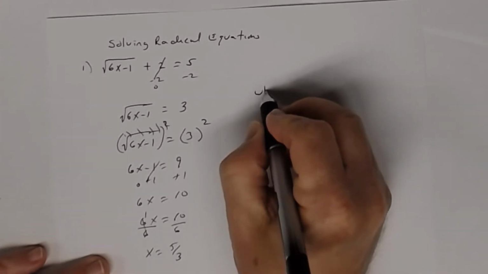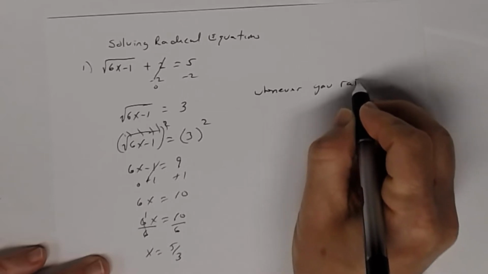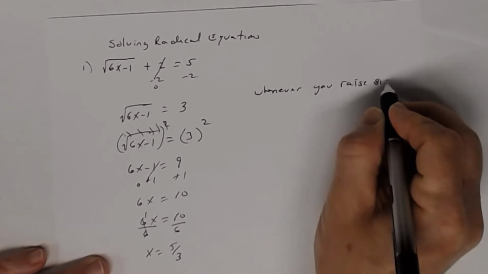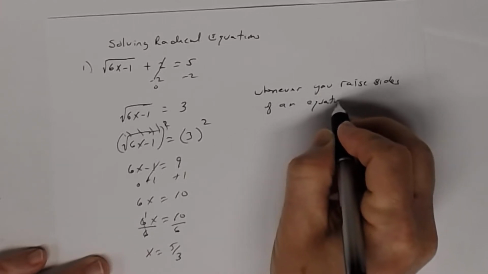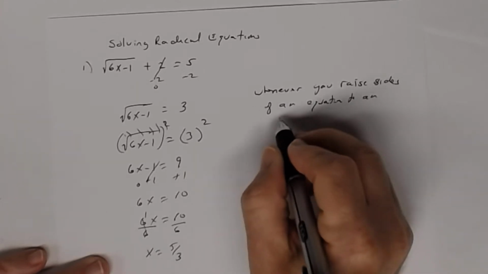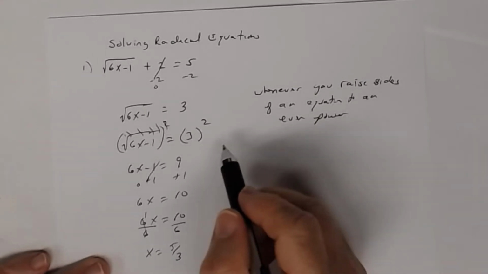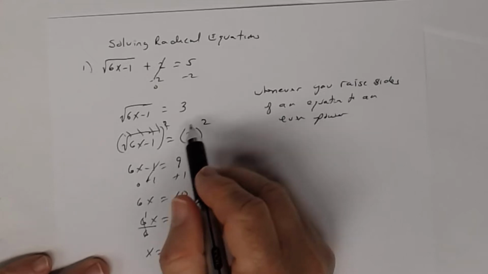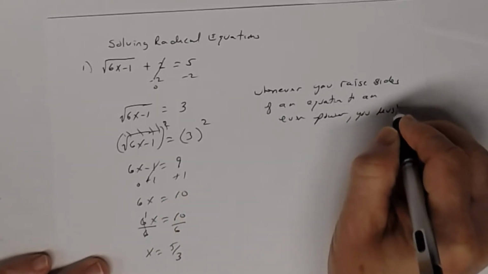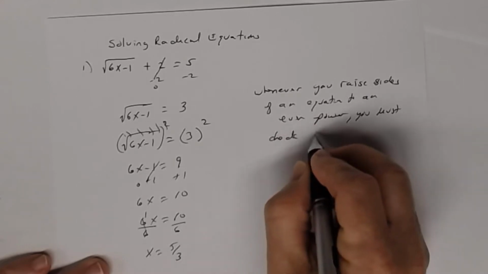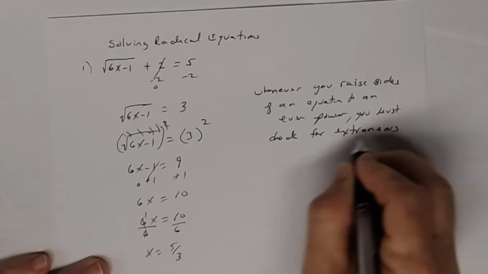Whenever you raise both sides of an equation to an even power, which I did, I raised both sides to the second power, 2 is an even number. To an even power, you must check for extraneous solutions.